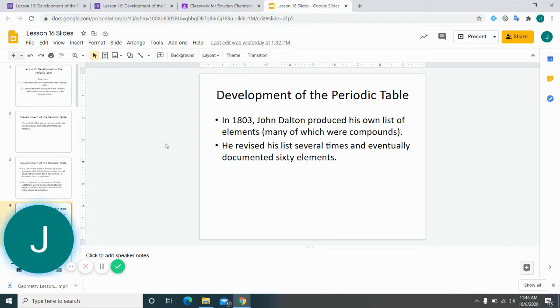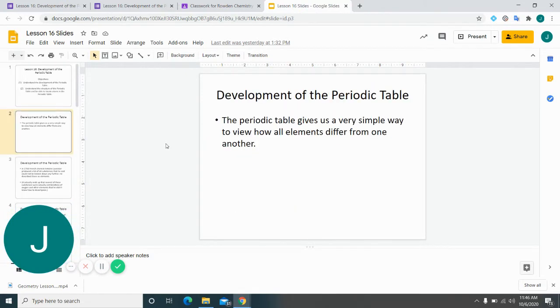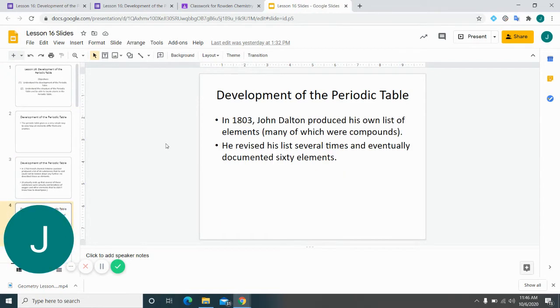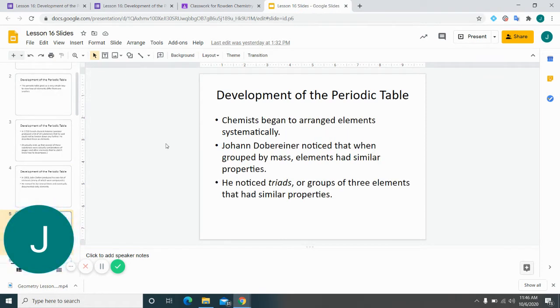And then we had John Dalton, who makes his own list of elements. Dalton eventually got to 60 elements. Same kind of thing, some of them could be broken down, but he's refining it, getting better. And then what happened is we started noticing trends and patterns. If you group them in certain ways, elements in a certain row would behave a certain way, or elements in a certain column would behave a certain way.